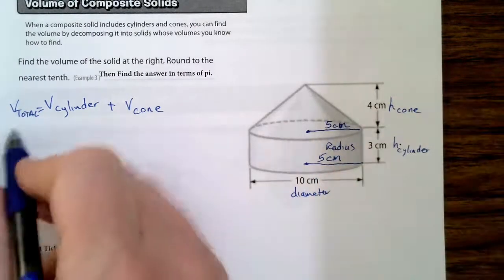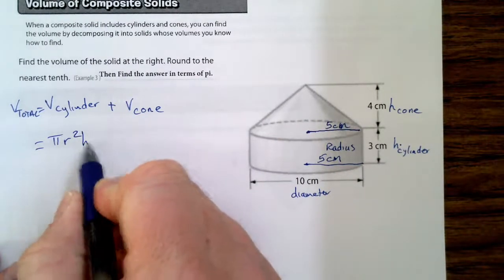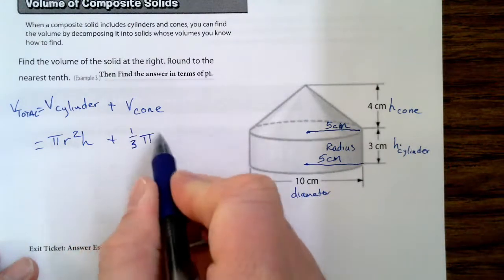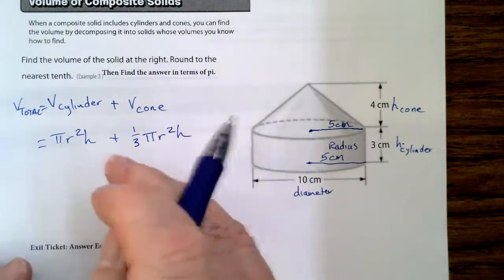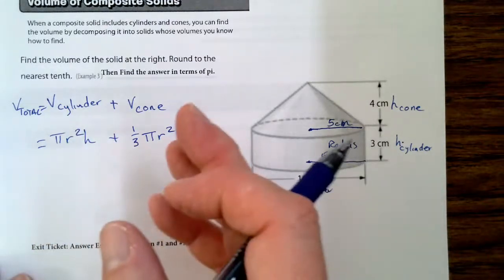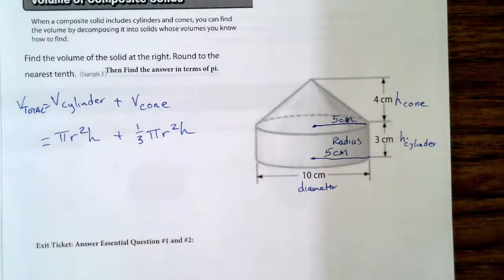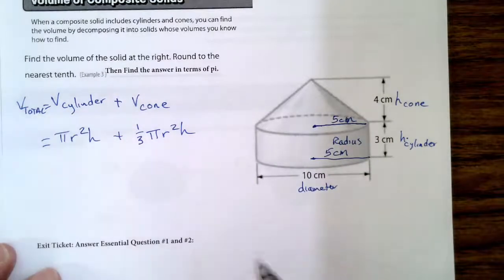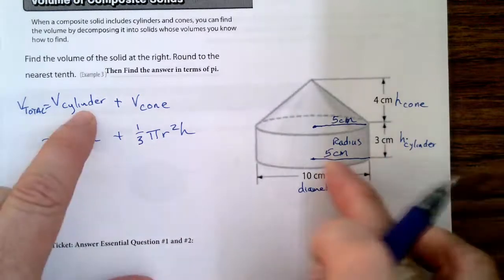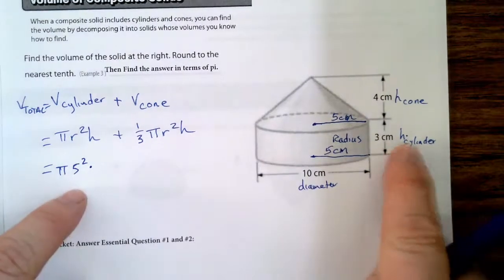So we end up with the volume total. Now the cylinder is pi r squared h, and then the cone is 1/3 pi r squared h. They're identical except for the fact that the cone is 1/3 the size. So if you were to fill up a cone that had the same radius and height, you could fill 3 cylinders with that. Anyway, make sure you plug in the right numbers. Pi, the radius of the cylinder is 5. Okay, you can't mess that up. 5 squared times the height of the cylinder. The height on the cylinder is 3.